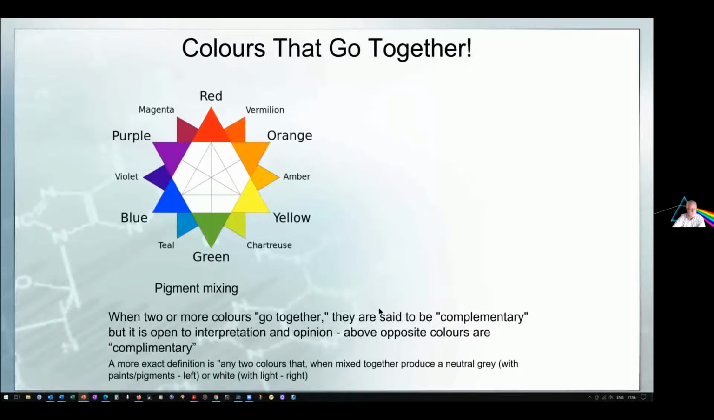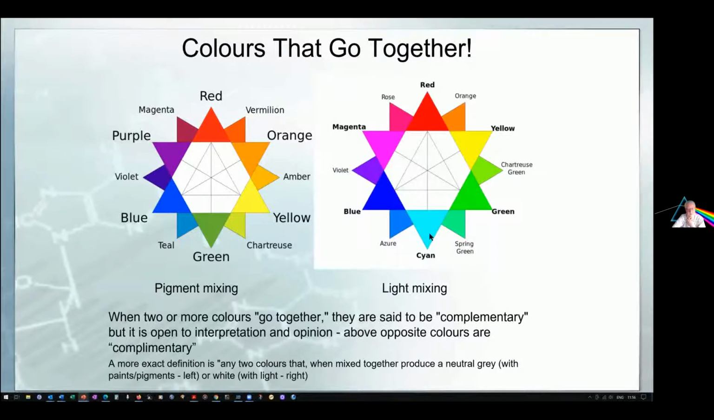And then we put things together, we call them complementary colors. So if you're mixing pigments, this is a color wheel. There are loads of different color wheels around, but it's just to try and represent which colors go and which colors don't. And if you're mixing light, this is a color wheel that corresponds to complementary colors.